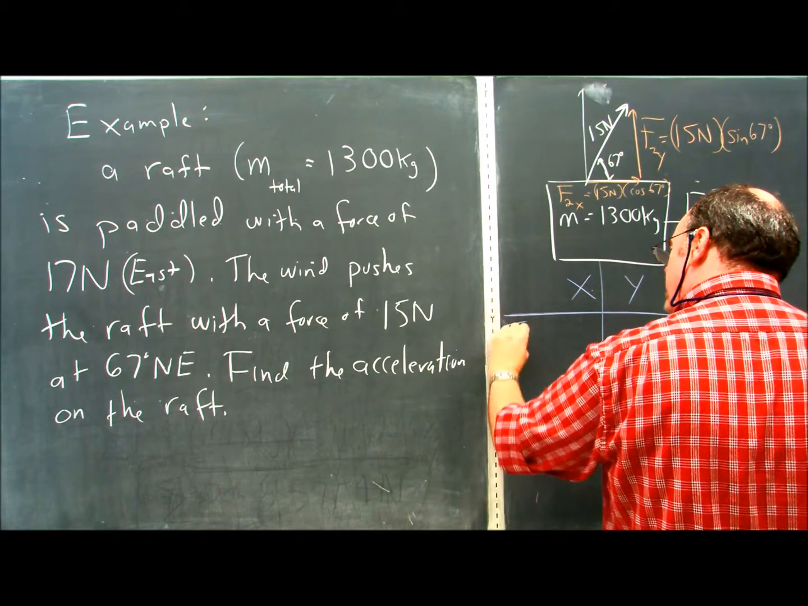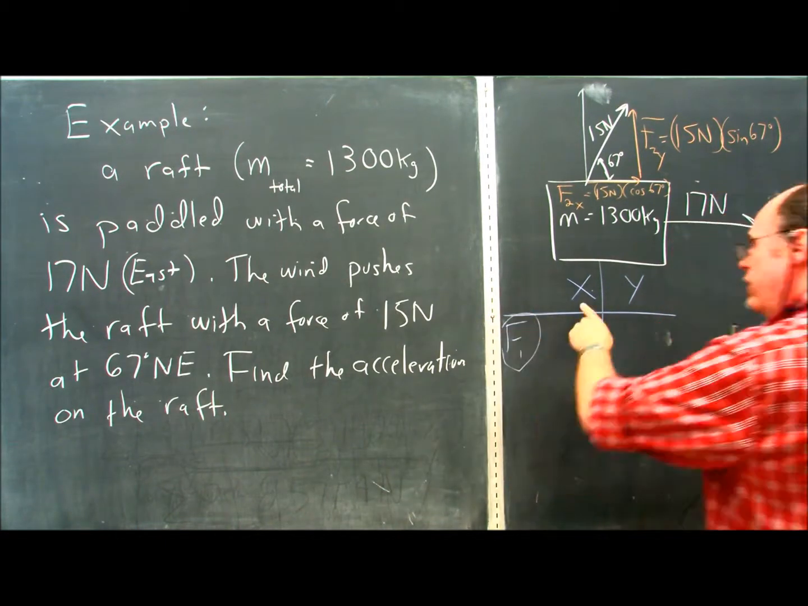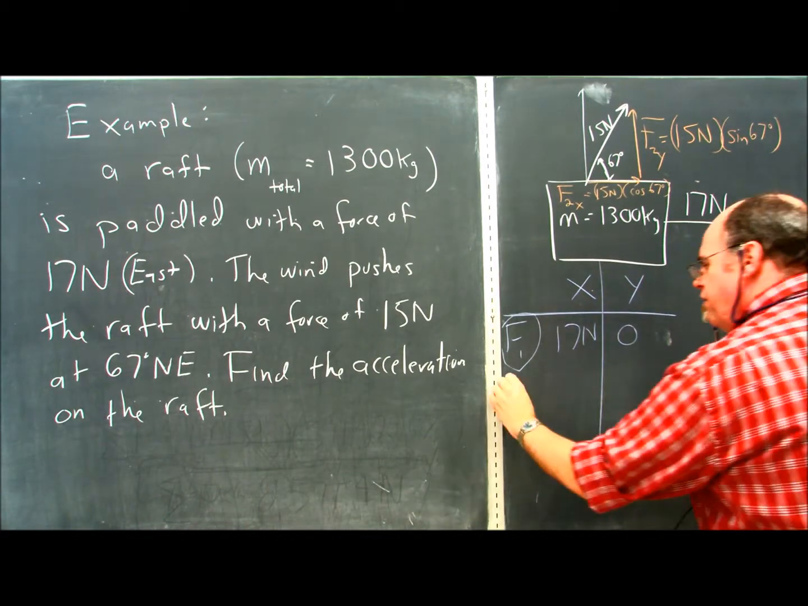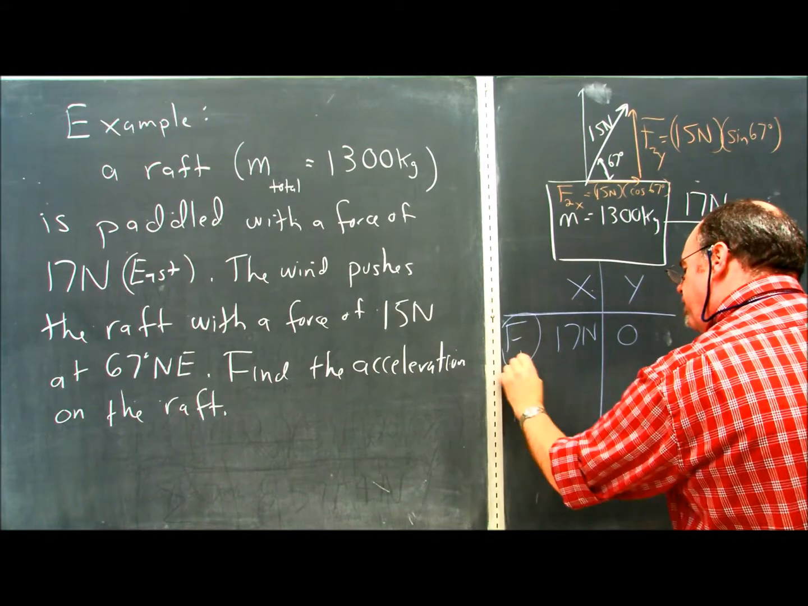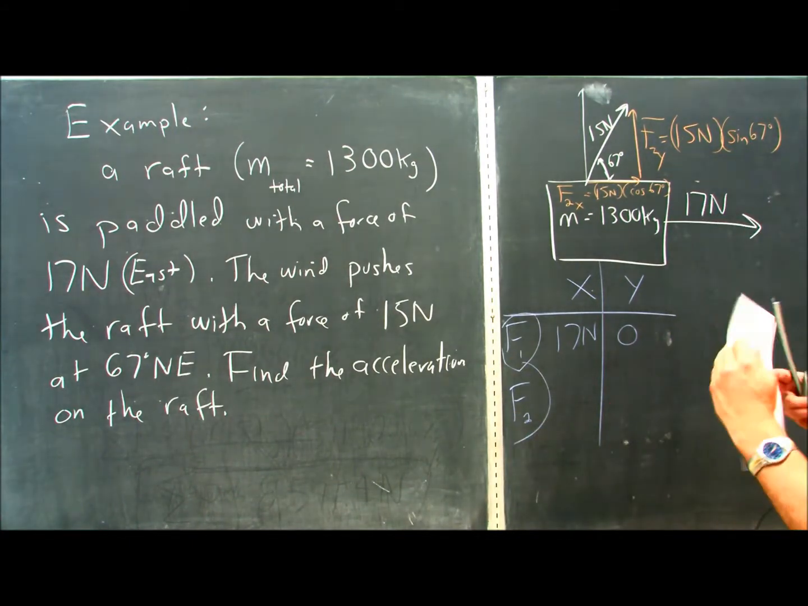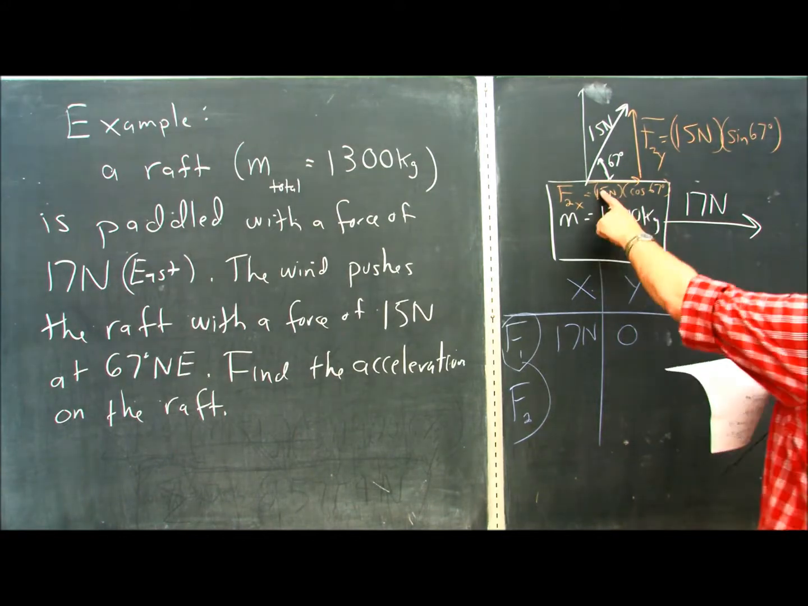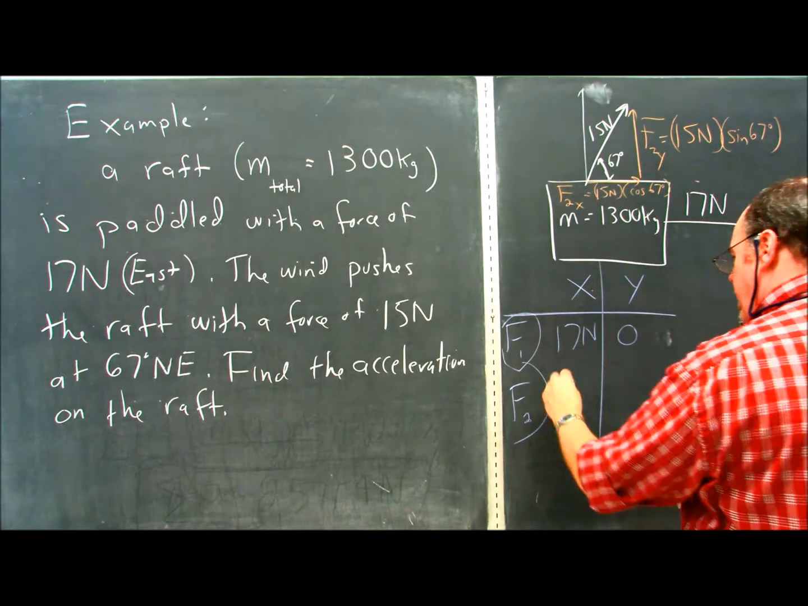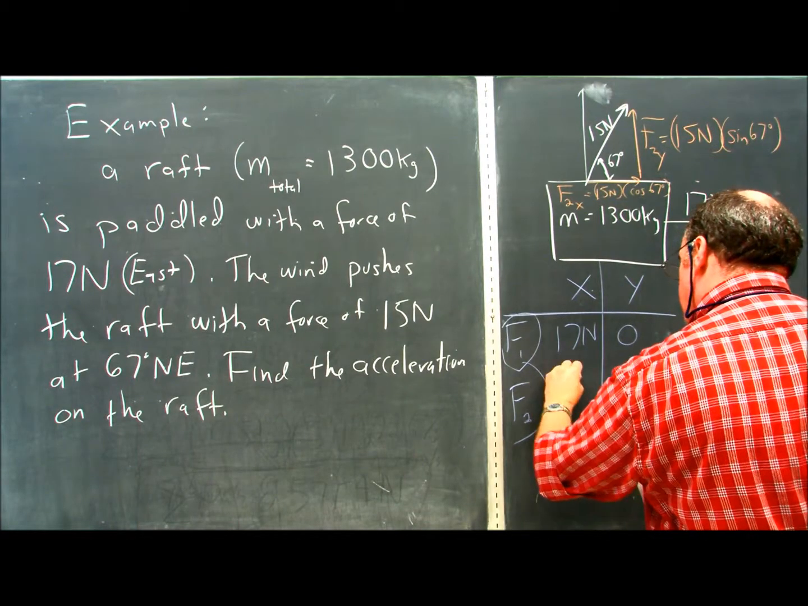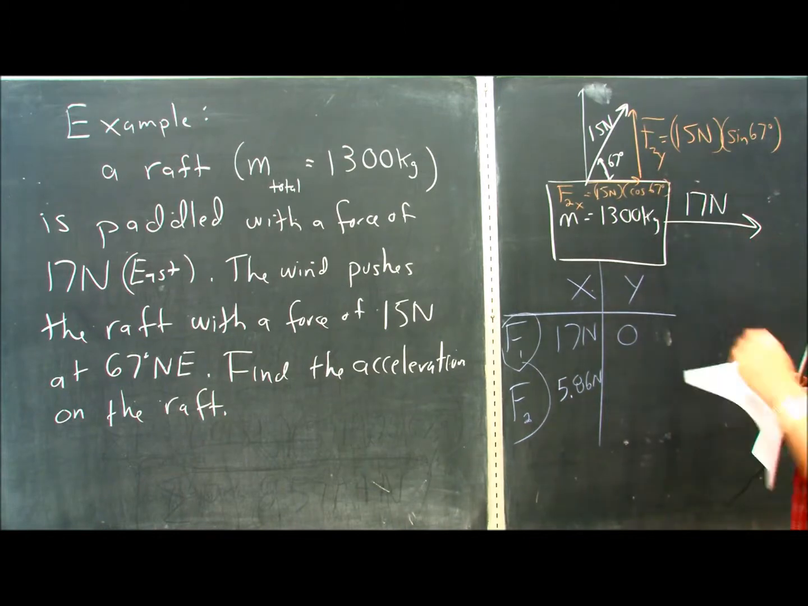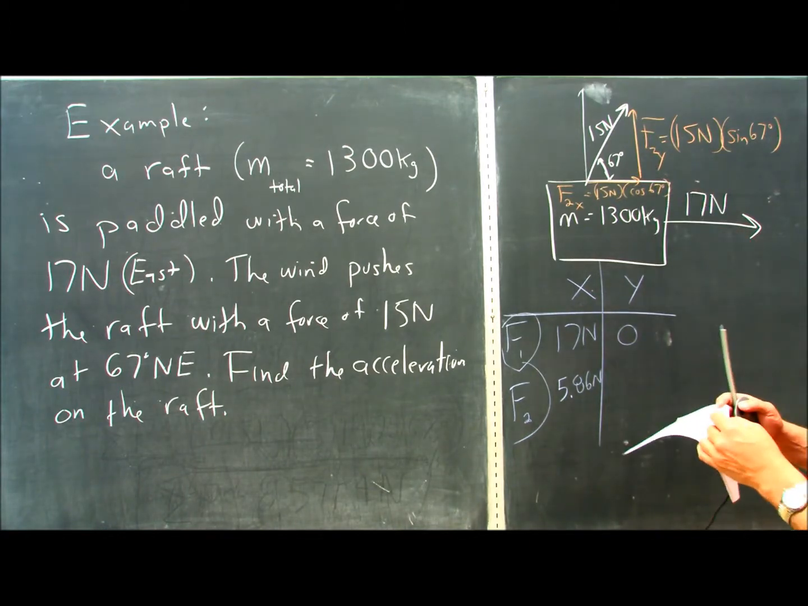So force subscript 1, it's only going in the x direction, so that's 17 newtons and 0. And force subscript 2 is doing a little of each. Force subscript 2, when I take 15 times the cosine of 67, it comes out to be 5.86. And if I take 15 times the sine of 67, it comes out to be 13.81.